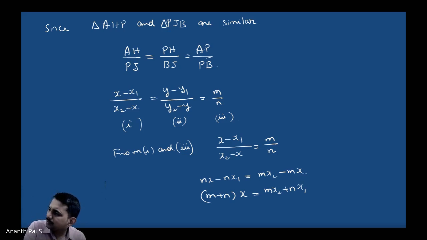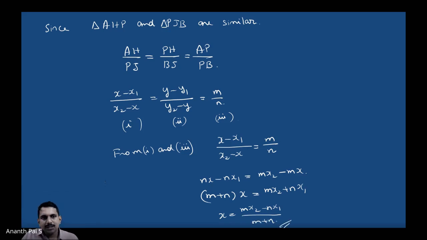How can it be the ratio of slope? No, no, it's not the ratio of slope. This is not the slope. Slope would be x minus x1 divided by y minus y1. You can say that x minus x1 divided by y minus y1 is the slope, no doubt, but don't relate it to m by n. We can relate it, but not directly equal to m by n. Then what happens? x is equal to mx2 plus nx1 divided by m plus n.